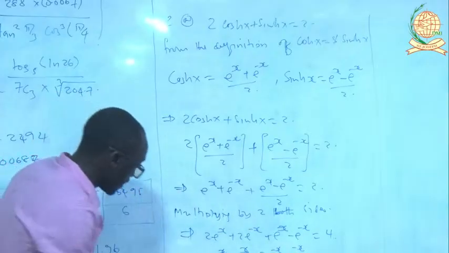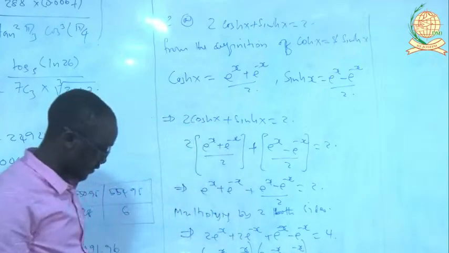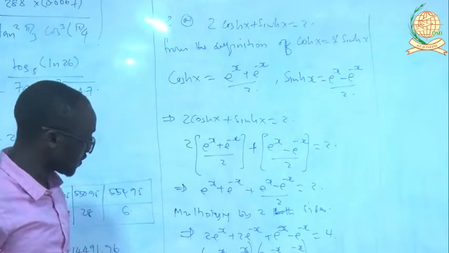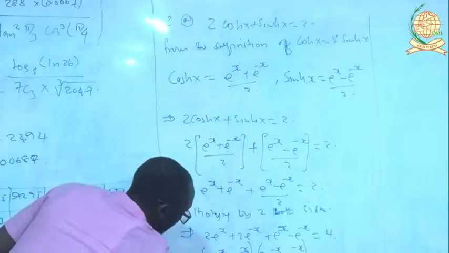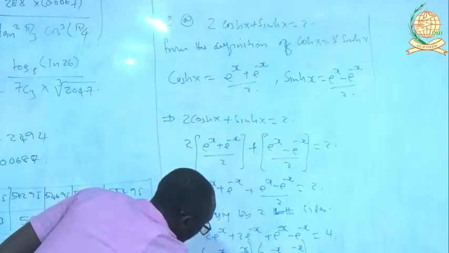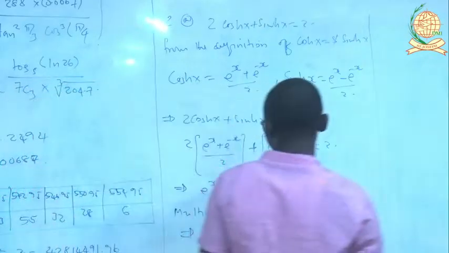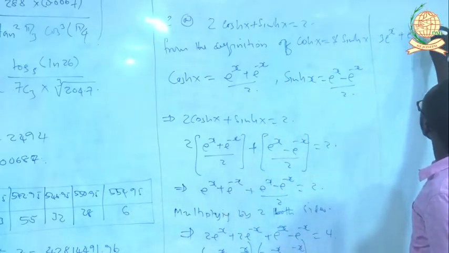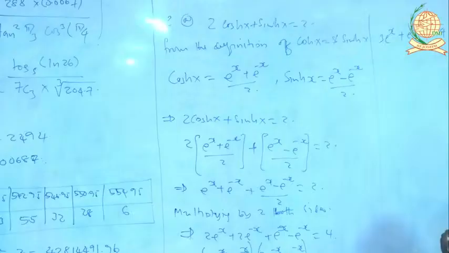So you can see we have one term in terms of e^x and another term in terms of e^(-x). So adding the two terms here, it is like 2 plus 1 with a common coefficient e^x, which is going to be 3e^x, and 2 minus 1 is just positive 1 e^(-x) equals 4. So we have a simplest equation, which is 3e^x plus e^(-x) equals 4. We are looking for the value of x from here.